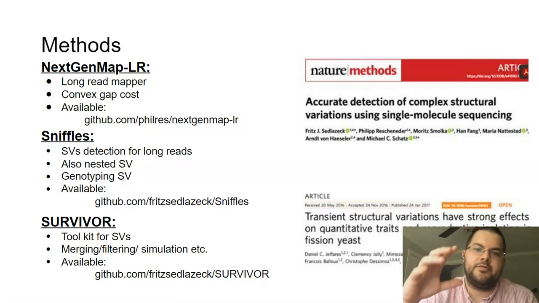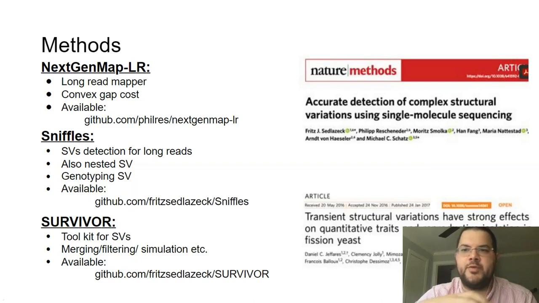And together with SURVIVOR, which is a toolkit for merging, comparing, and filtering structural variants, it allowed us to produce a squared-off VCF file for structural variants. And with squared off, I mean that we have reliable genotype calls across every structural variant, across every individual. And if you're interested in these tools, there are two publications out of my group, in Nature Methods and Nature Communications, where we detail these tools and how they work and which heuristics to use.